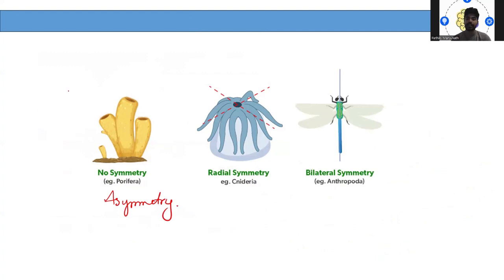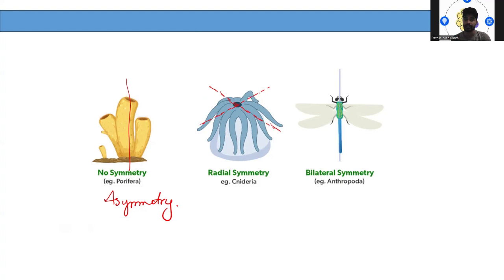Animals can be categorized based on their symmetry. Sponges belong to asymmetry. When you pass a plane through the center, it will not be able to divide the body into two equal identical halves. Those are called asymmetry. Clear?